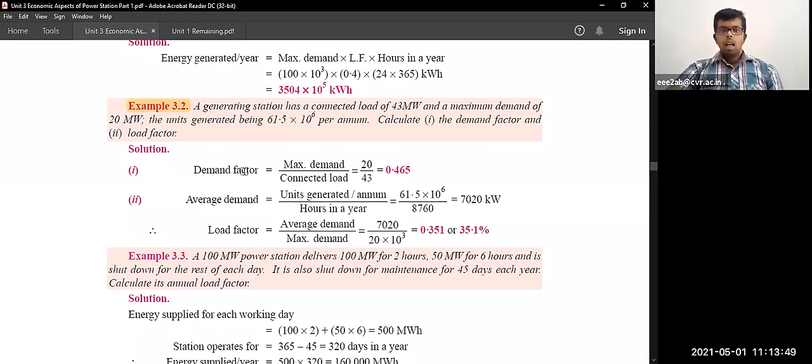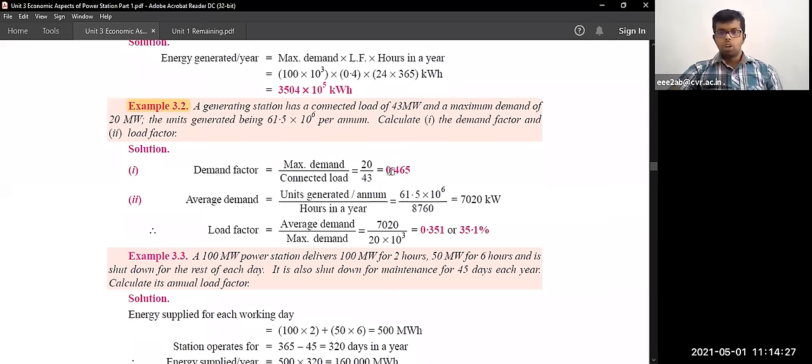What is the formula for calculating the demand factor? Demand factor is nothing but maximum demand divided by the connected load. So what is maximum demand? Maximum demand is 20 megawatt. So 20 divided by connected load, 43 megawatt. So 43 directly we are taking, since both the units are in megawatt. Otherwise, if one unit is given in kilowatt and the other in megawatt, either you have to take both in kilowatt or in megawatt. Okay, it is given in megawatt, so directly we have taken megawatt.